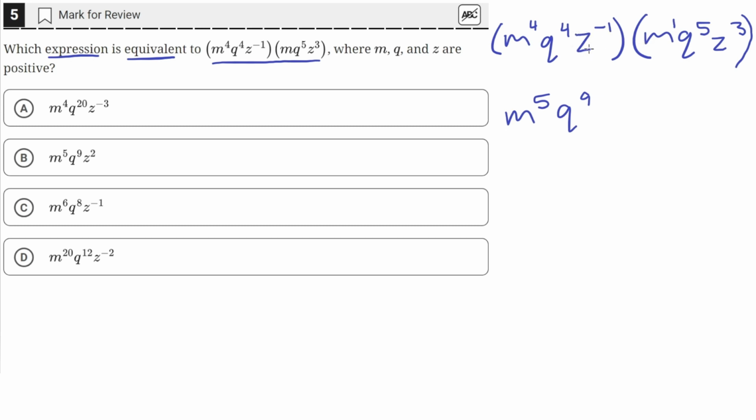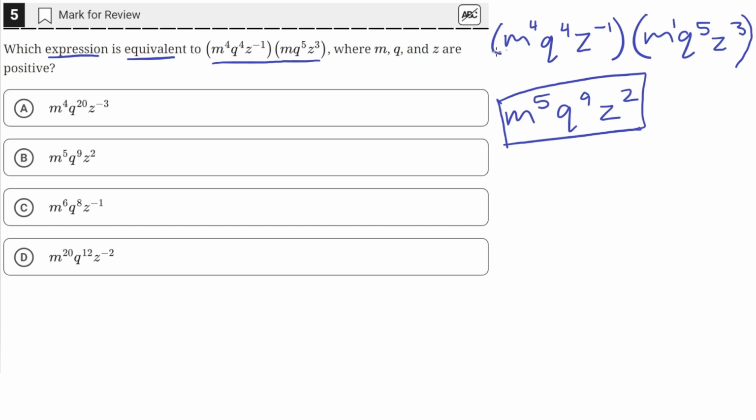Then we have a z over here and a z cubed here. So we'll keep this base the same and add the exponents. So negative 1 plus 3 is equal to 2, the same as 3 minus 1. Okay, so our final answer is m to the fifth, q raised to the ninth, and z squared.